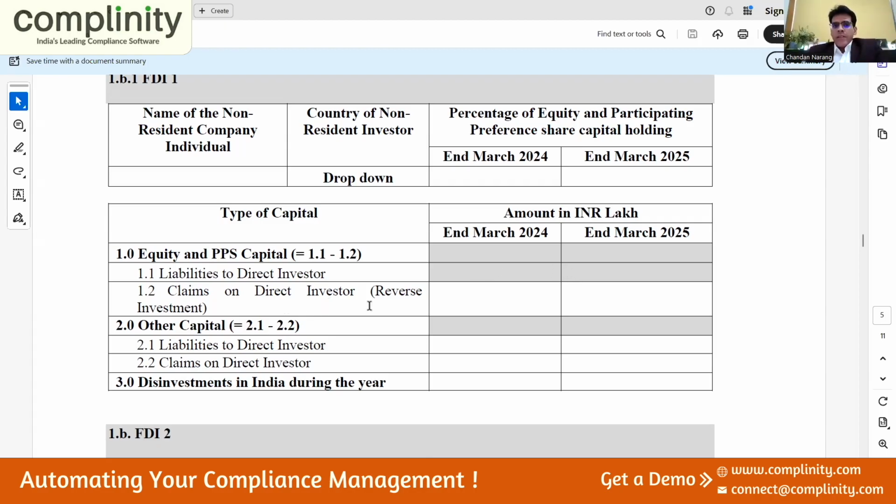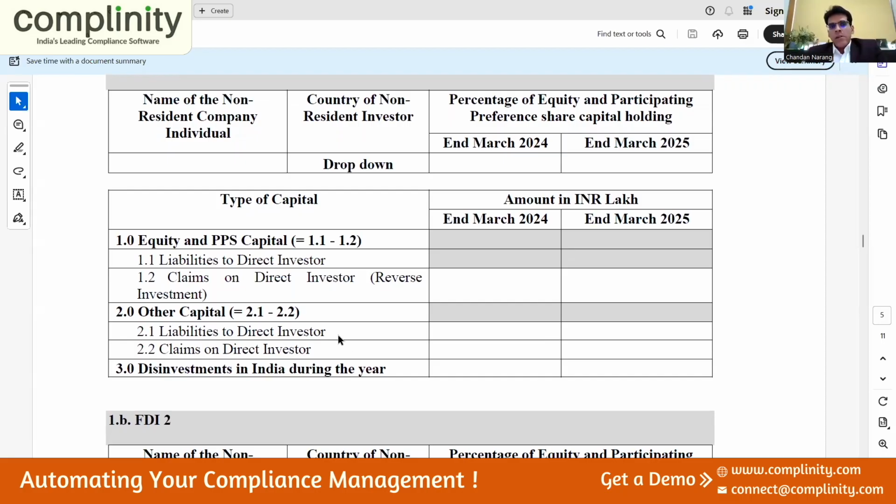Then claims on direct investor, reverse investment. There might be certain cases wherein your company has invested in the foreign investor entity. So in case of any such investments, you need to mention the details here.